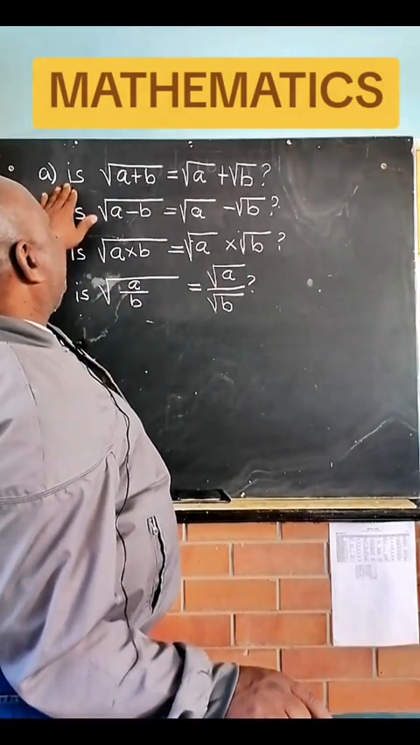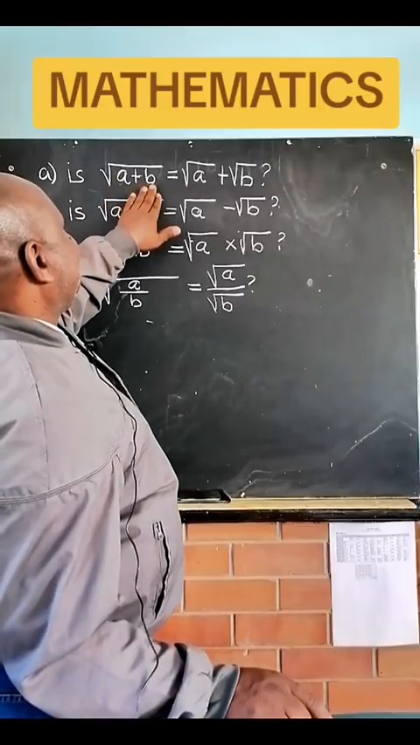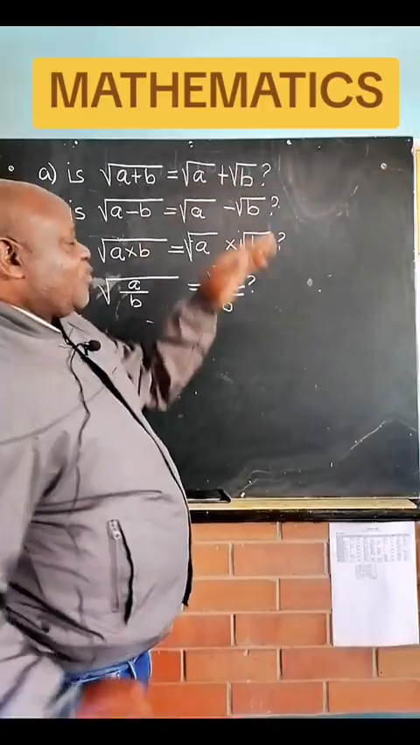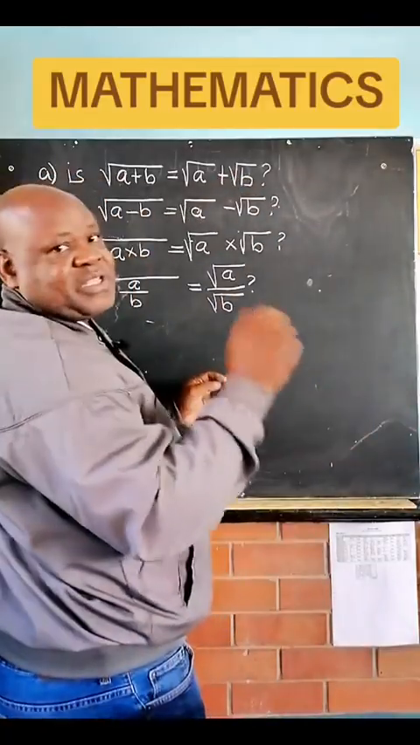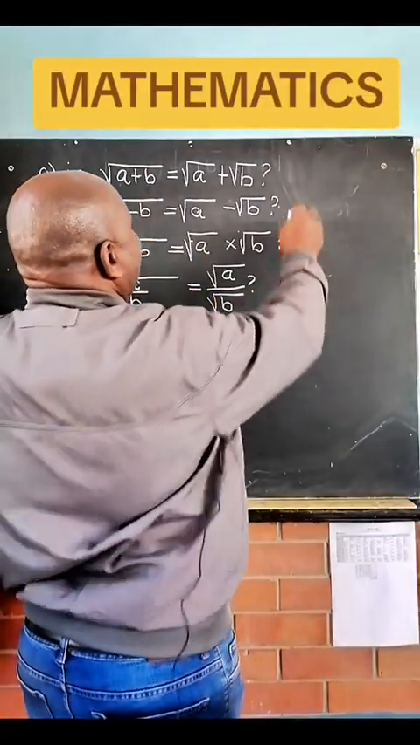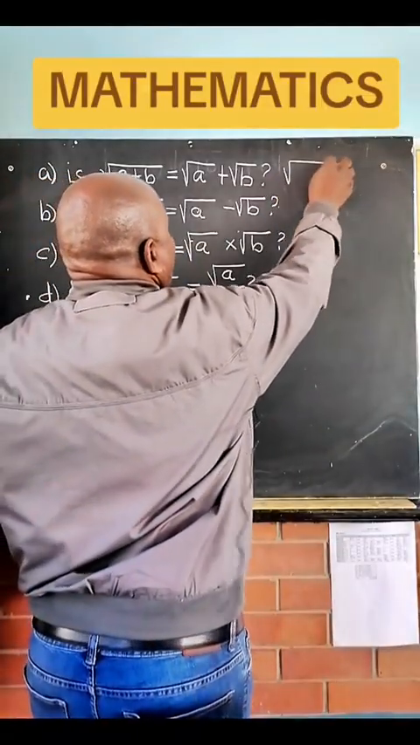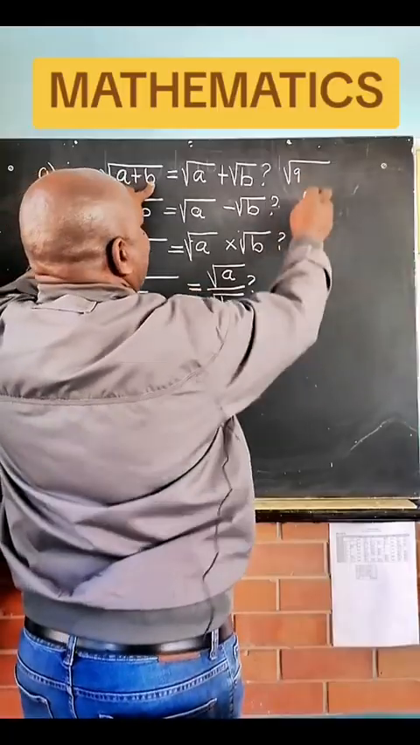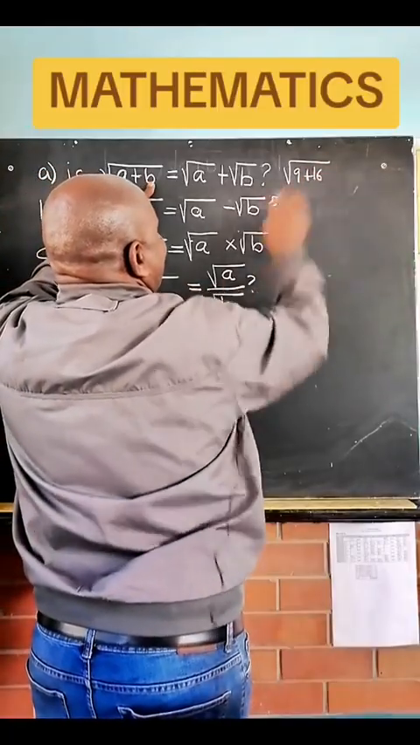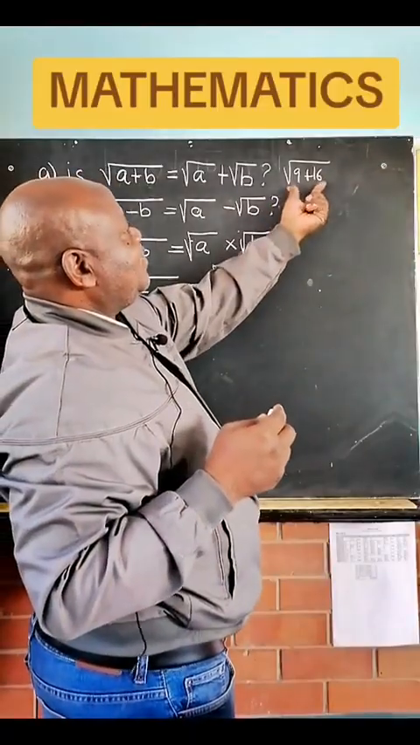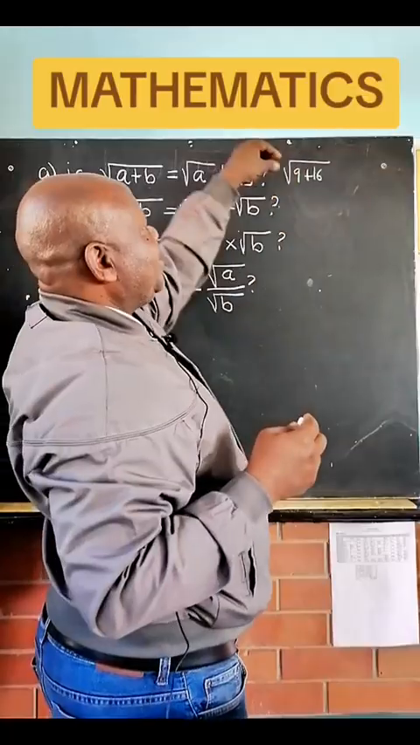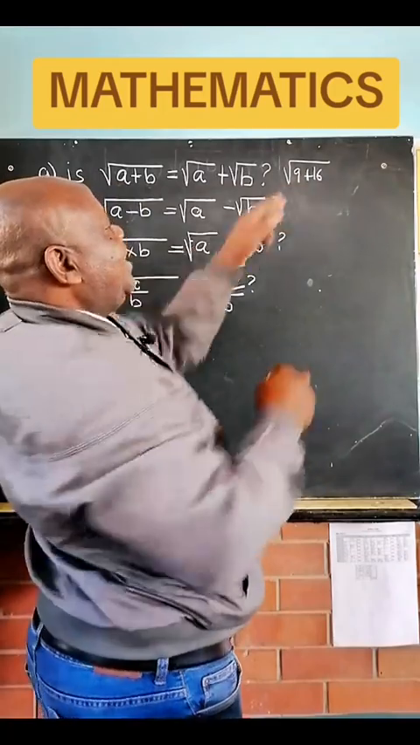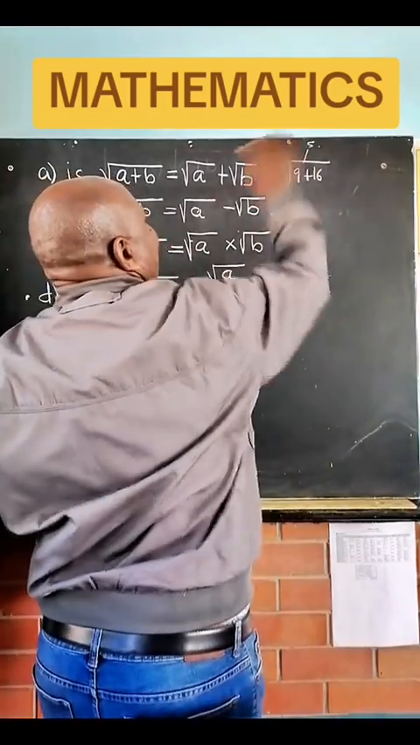First of all, is the square root of a plus b equal to the square root of a plus the square root of b? Let us give specific values of a and b. Let's take the value of a as 9 and the value of b as, let's say, 16. We know that the square root of 9 plus 16 will be equal to the square root of 25, because 16 plus 9 is 25, and the square root of 25 is 5.